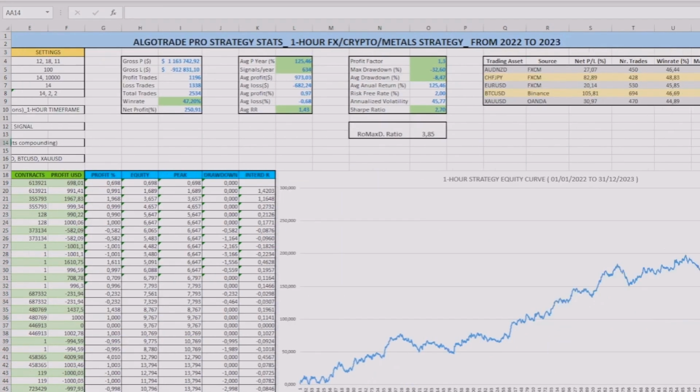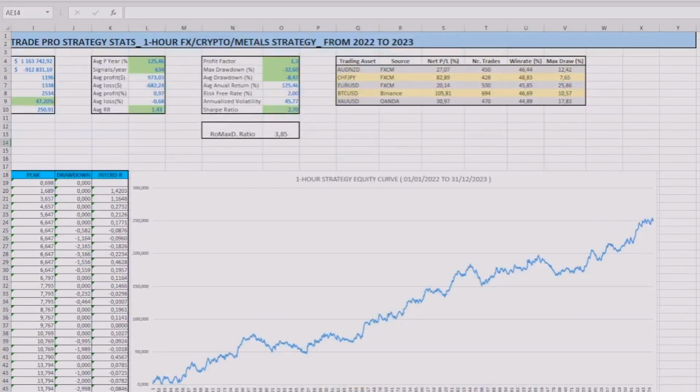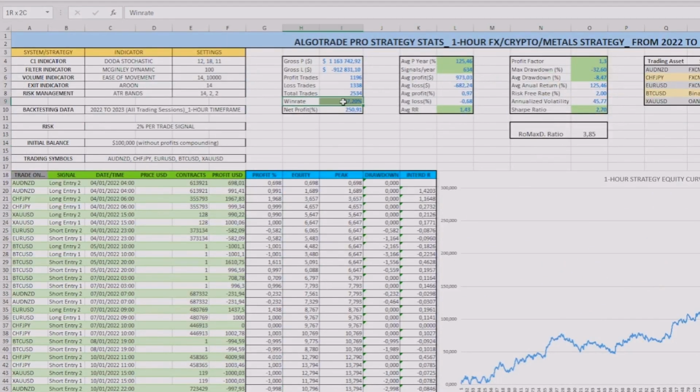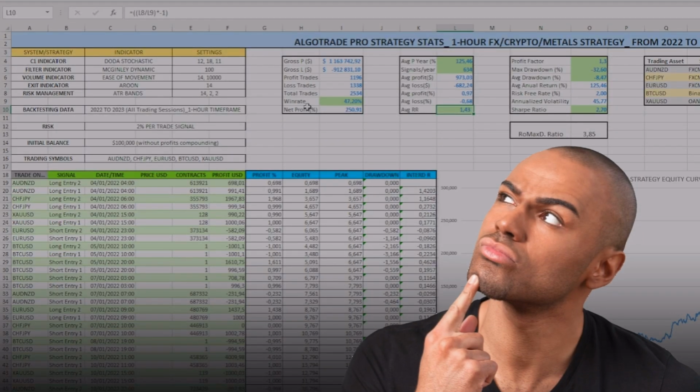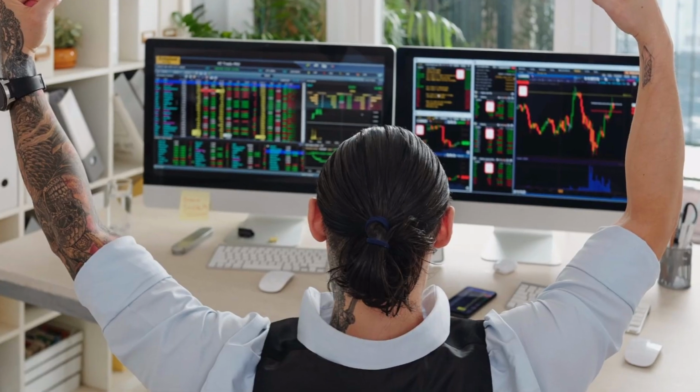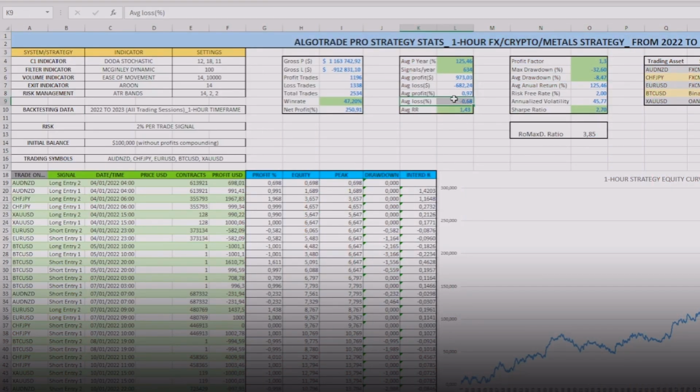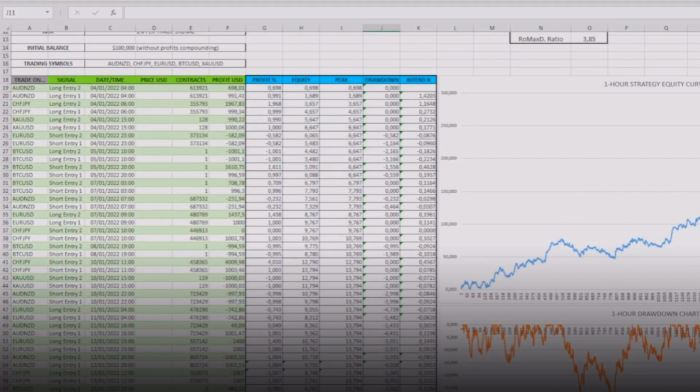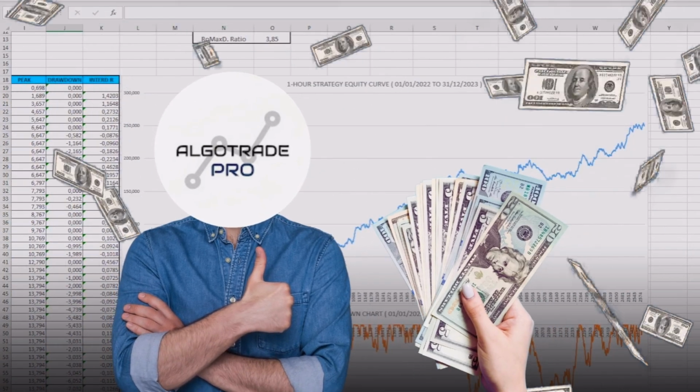As you can see, the system I created has an average win rate of 47.20% with an average risk-to-reward ratio of 1.43. You may think this is not much, but this is exactly the type of system professional traders use, because in the long term it will work perfectly to get consistent profits in the markets.